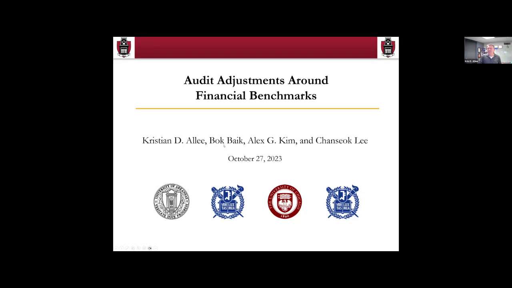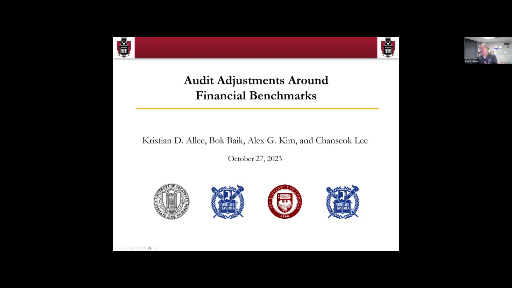I'm Kris. Bok Baek is a professor at Seoul National University in Korea. Alex Kim is a PhD student at Chicago University. And Chun-Suk Lee, we're excited about this. He was a master's student, like some of you out there, and he just applied to a PhD program, and Chun-Suk just accepted a PhD. He's going to be a PhD student at Stanford University, so a great university. And so this is with Bok Baek, Alex Kim, and Chun-Suk Lee.